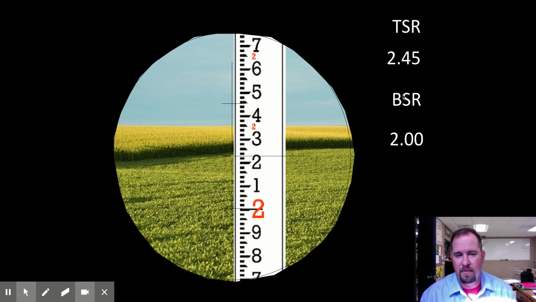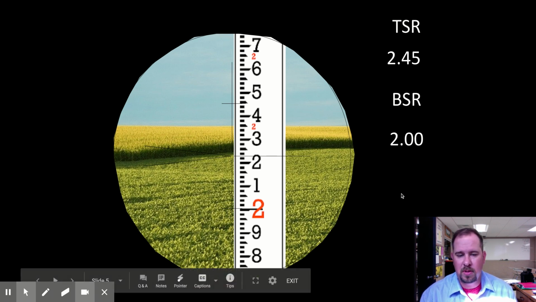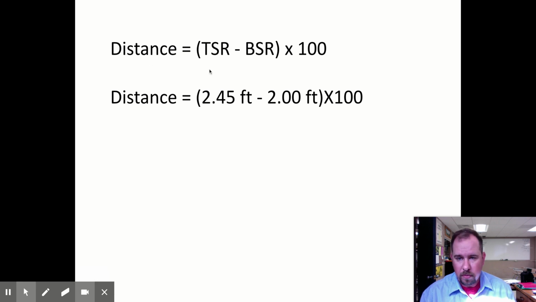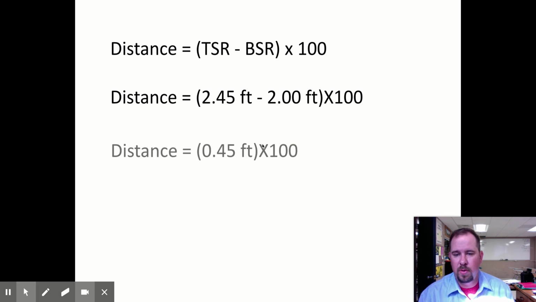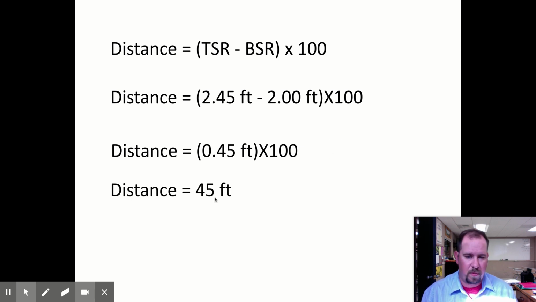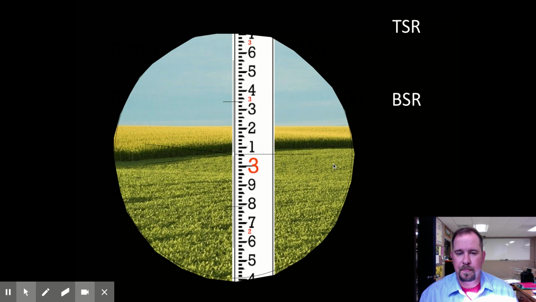Remember, 2.45 is our top reading, 2.0 is our bottom reading. Here's our equation: the TSR minus the BSR, times 100. 100 is that factor. Our TSR is 2.45, our BSR is 2.0 even. If we subtract those two, we get 0.45 feet, which we multiply by 100, simply moving the decimal. So the distance is 45 feet, from where the rod was sitting to where the instrument was sitting.